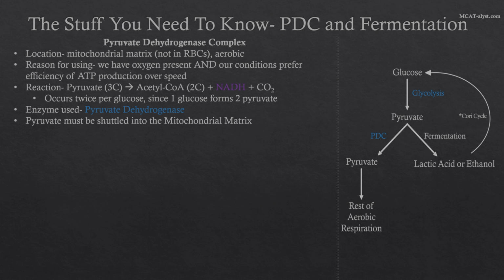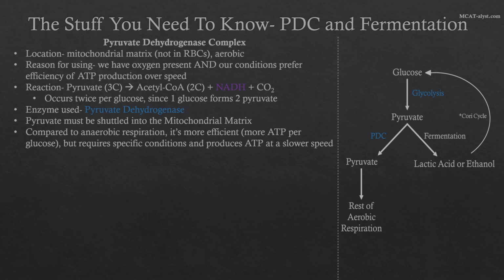Just as a reminder, we must shuttle pyruvate into the mitochondrial matrix. And if we compare the PDC and the rest of aerobic respiration to anaerobic respiration, it's going to be more efficient, meaning that sending it down this pathway is going to produce more ATP per glucose, but it does have more specific conditions that need to be met, and it's going to produce ATP at a slower speed.